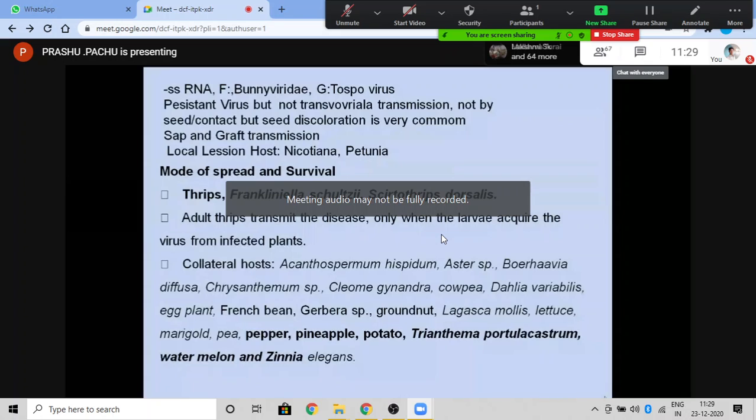Then we can also go for insect management, using insecticides like imidacloprid at 0.5 ml per liter of water, available in the market under the name of Confidor. Then there is fipronil at the rate of 0.1%, available in the market under the name of Regent. It is a very good chemical, especially for thrips management. You can also use acephate at the rate of 1 gram per liter of water. All these insecticides take care of the sucking pests.